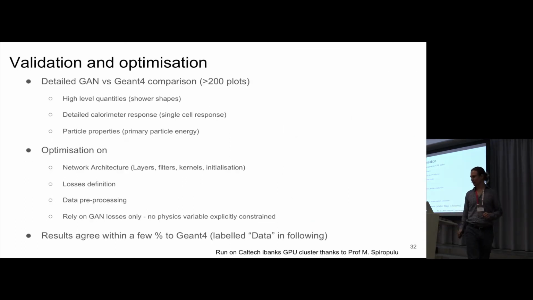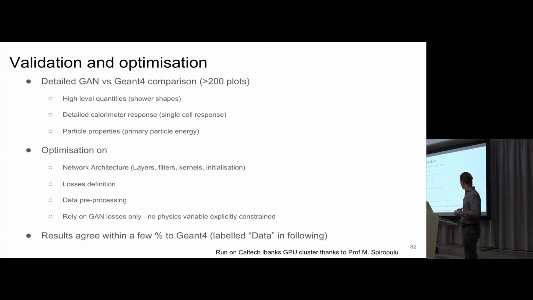Coming back to validation and optimization. For the validation, you look at your physics plots, high-level quantities, detailed calorimeter responses, and particle properties, and you define what is good enough for you. This is your validation. For the optimization, a sort of hyperparameter grid scan is performed, varying the architecture, definition of the loss, and pre-processing. Here explicitly you don't try to constrain any physics variable, but you only play with the GAN loss.